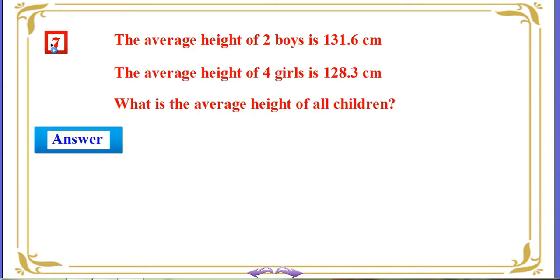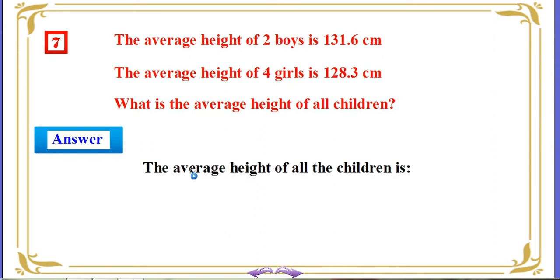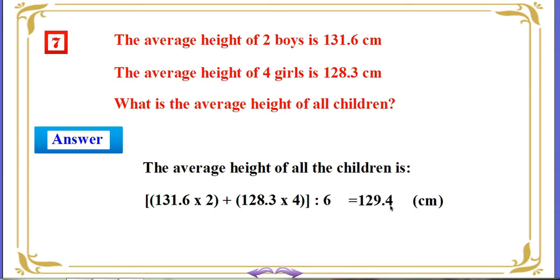The answer is, you take the total height of 6 children and divide by 6, and then you have the average height of all the children. This is the total height of 2 boys, and this is the total height of 4 girls, and this is the total height of 6 children. Then you divide by 6, and you have the average height of all the children. The result is 129.4 cm.